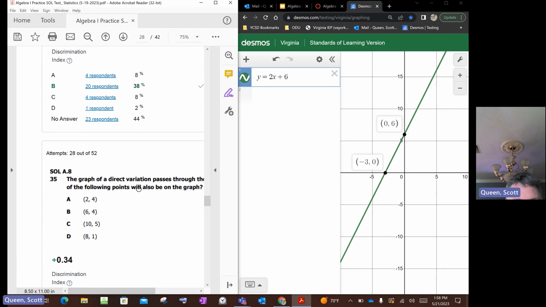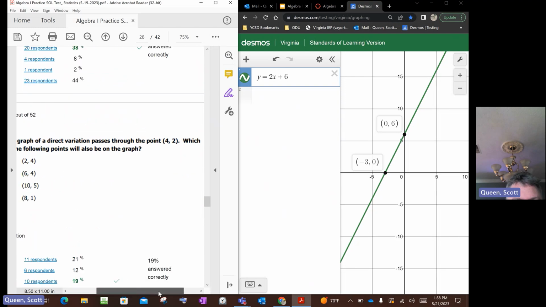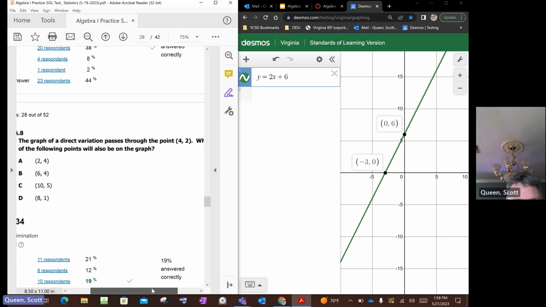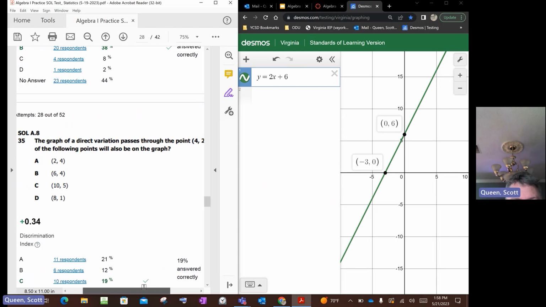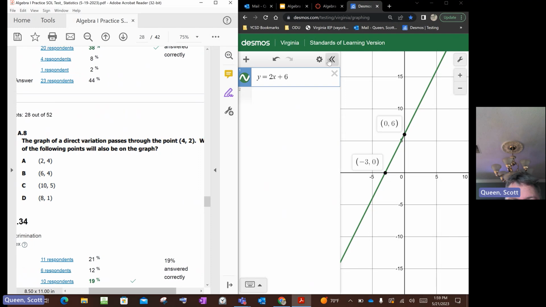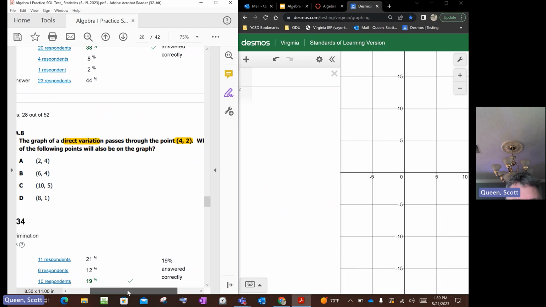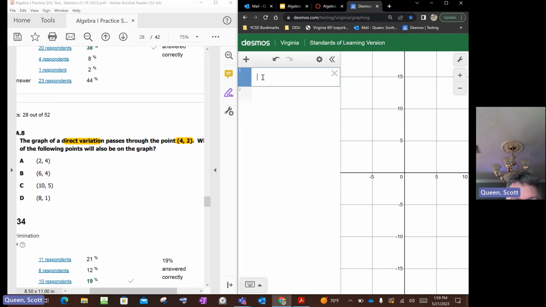People did do that. I see lots of words, but do I want to come back to this graph of direct variation? You know what? Let's do this one. This one's not as tough as it appears to be. The graph, we just did a variation. The graph of a direct variation passes through this point, 4, 2. Which of the following points will also be on the graph? All right, so let's start graphing. First point they gave me is 4, 2. Now, we also know it must go through the origin. Let's add that.